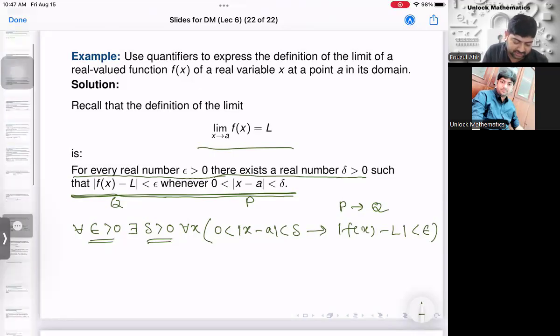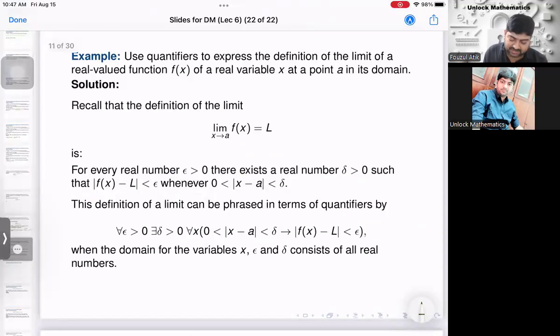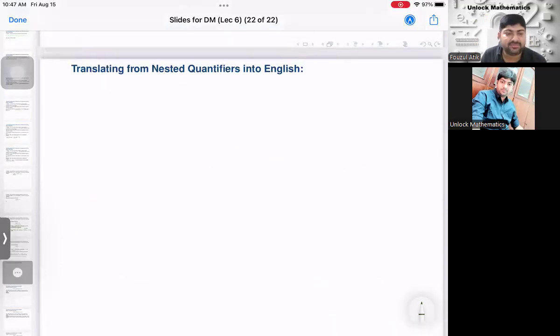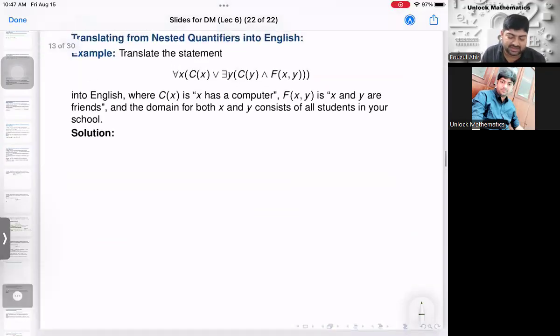Okay. Next, we move to the next example. This one we have already done. You can see that the whole thing is written in a very formal way. Now, we will have a nested quantifier statement and you have to make it into an English sentence. Because it is written in logical form, you have to understand what it means, the inner meaning of it. So let us look at this example.